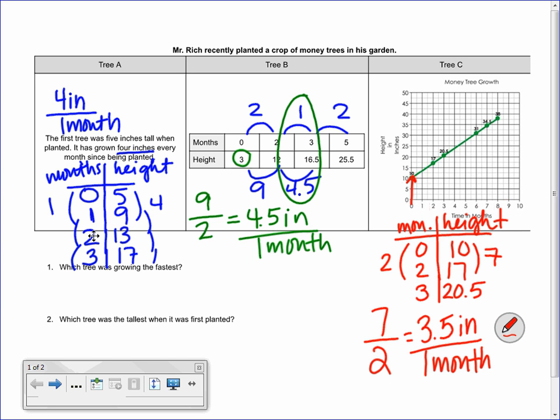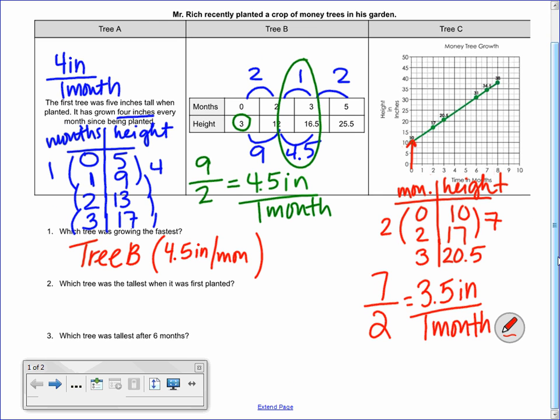Okay, so based off of all of my unit rates, my constant rate for each tree, I can see that tree B is growing the fastest because tree B is growing 4.5 inches per month. Then in number 2, which tree was the tallest when it first was planted? Well, here it was 3. Here it was 5 inches. And here it was 10. So tree C, 10 inches, would be the tallest.